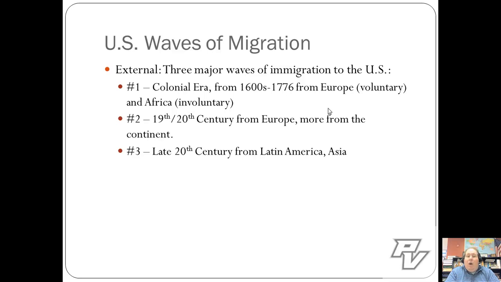Don't forget, you also need to know the three major waves of migration to the United States. These three waves of immigration, the first, again, was the colonial era, from around the 1600s through 1776, and actually even up to the Civil War. That immigration was from Europe and Africa. The Europeans were migrating voluntarily, the Africans, not so much.